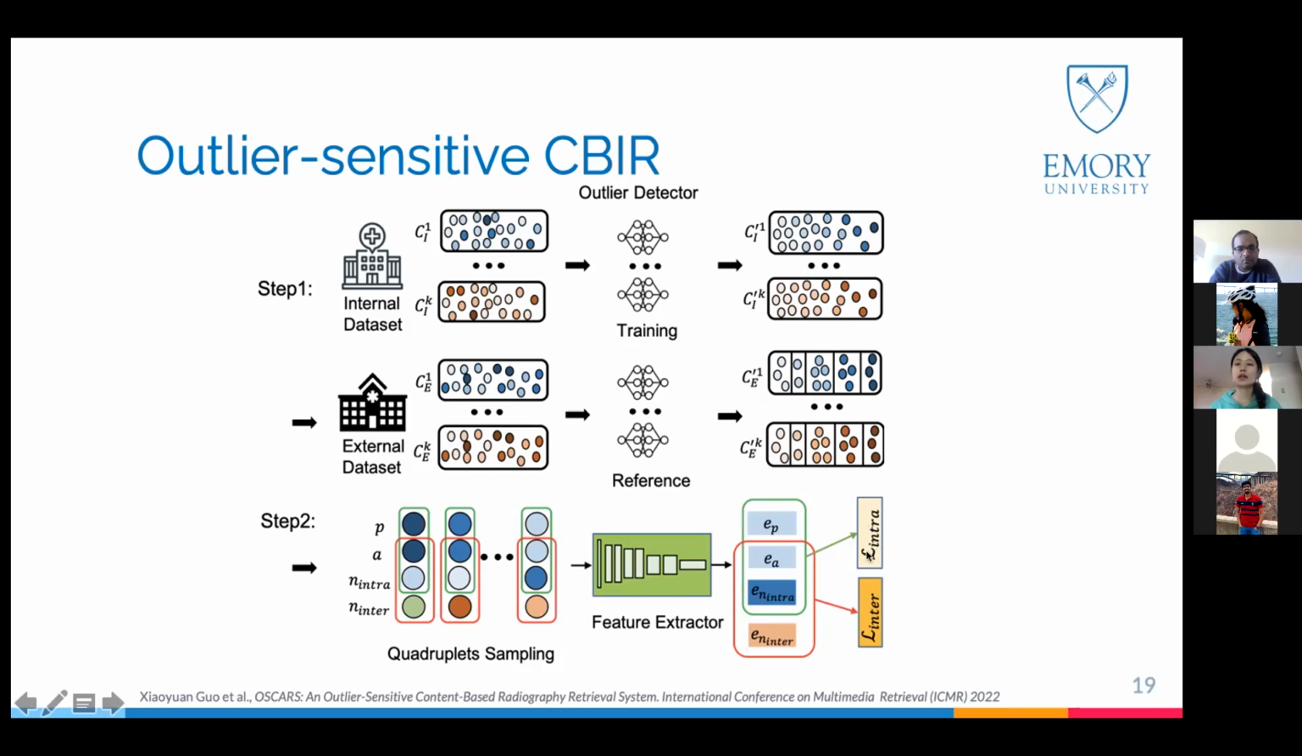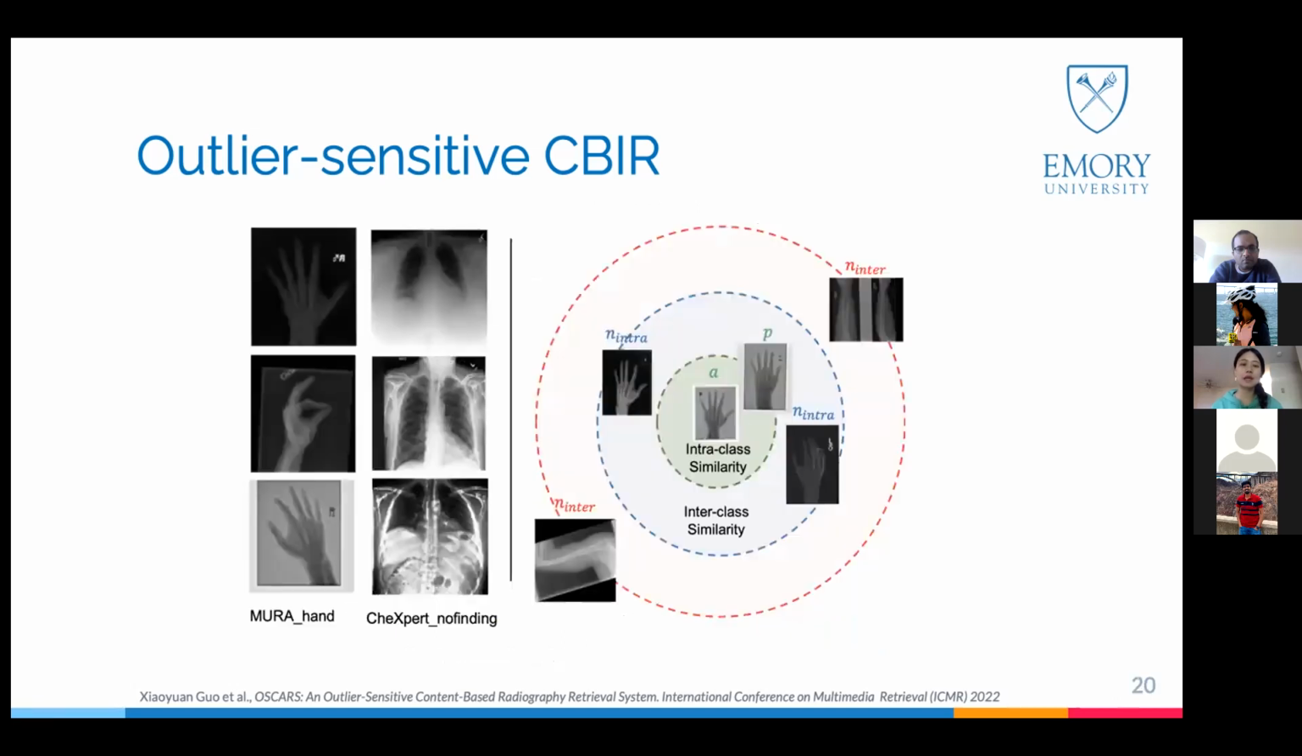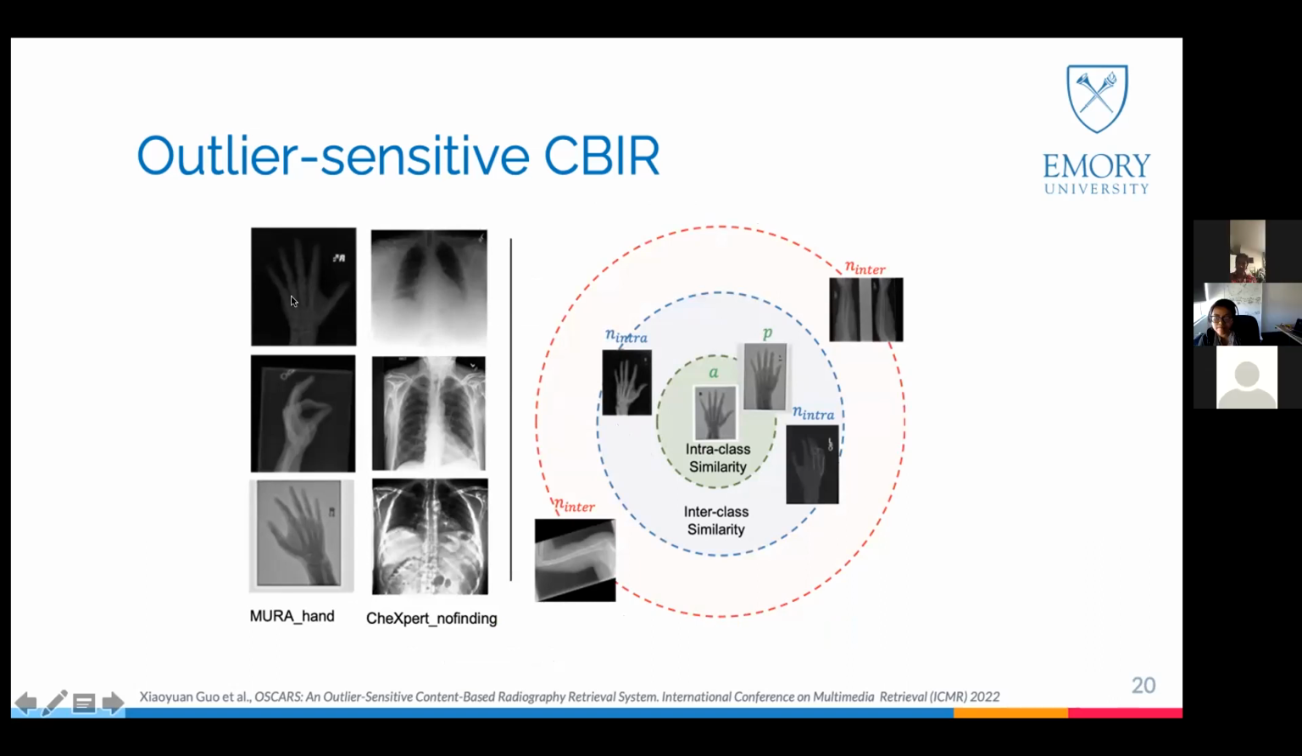One is the intra-class loss, the other one is the inter-class loss. We'll talk about this later. And eventually, we will try to get something like here. For example, we have a hand image like this, and a hand image like this, and another one. But we hope that these two will be far apart somehow.